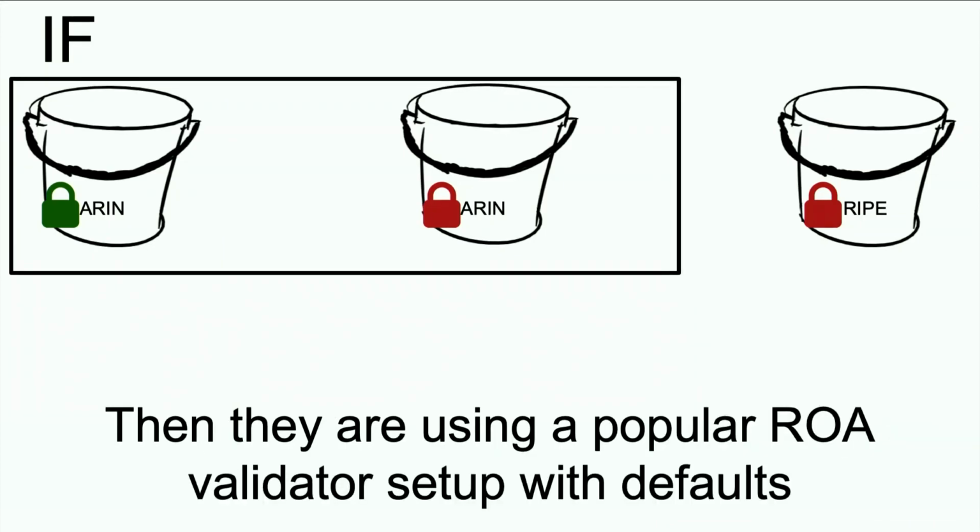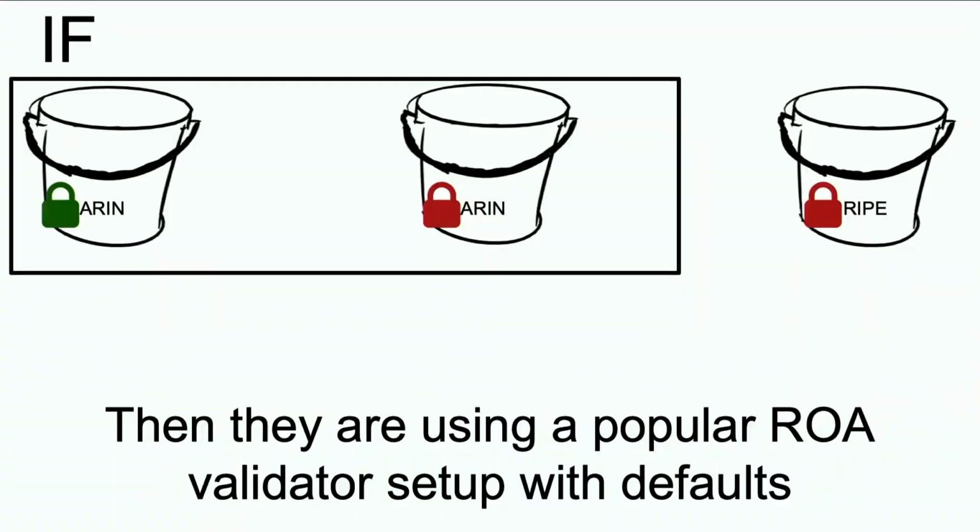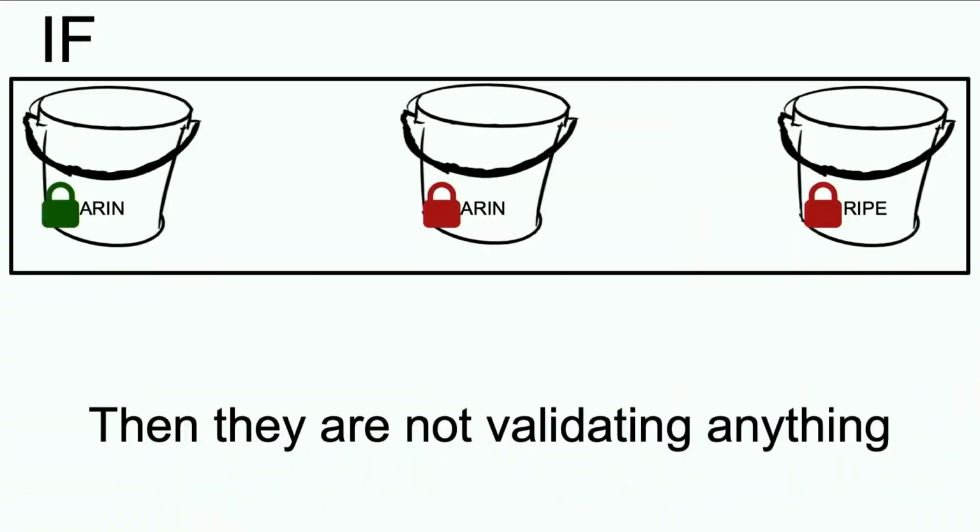If you see a response on the ARIN invalid bucket only, then they are using popular ROA validator setups, but only with defaults. We'll get on to what the default means later, and why it means that ARIN isn't included. And obviously, the vast majority of the internet still falls into all 3 buckets, where they're not validating everything. If you see an IP address in all buckets, they just return packets, or they have a default route.